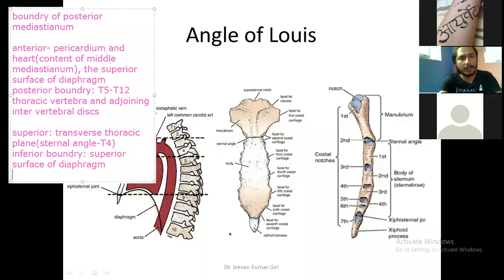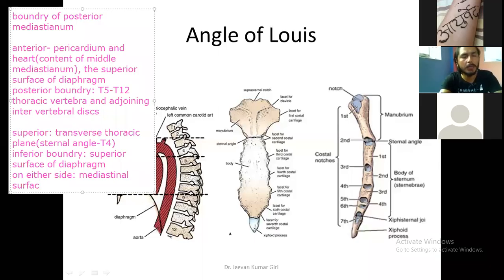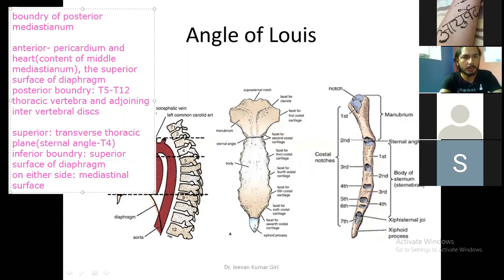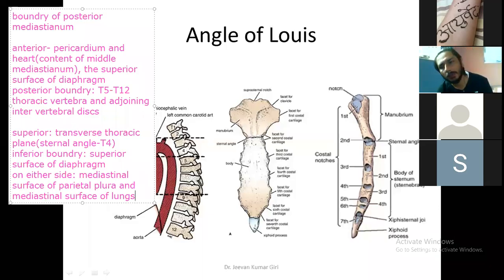Then on either side, what is there? The mediastinal surface of pleura, or mediastinal pleura, you can write. Inside the pleura the lungs are there, so the mediastinal pleura and the mediastinal surface of the lungs form the boundary for the posterior mediastinum.